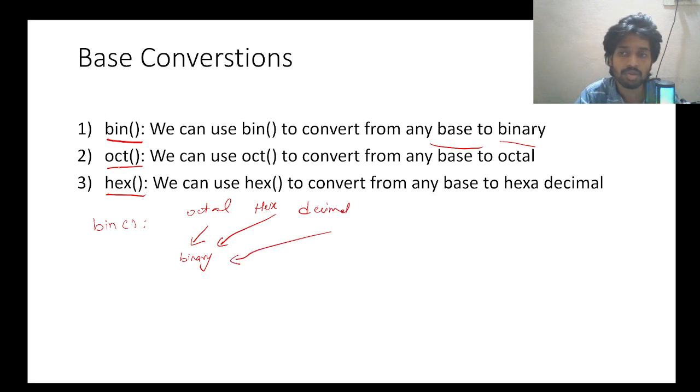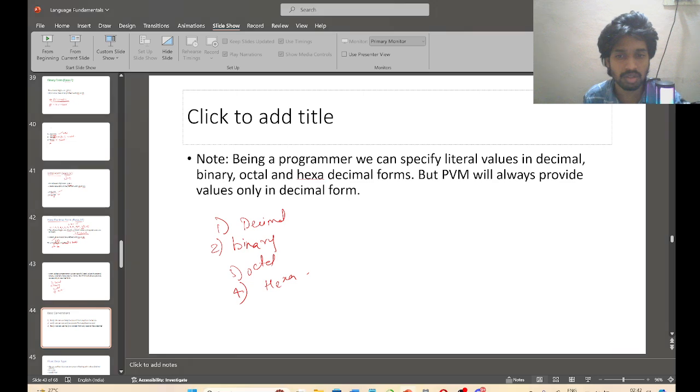The same goes with octal. If I want to convert binary to octal, I can use oct. If I want to convert hexadecimal to octal, I can use the oct function. If I want to convert decimal to octal form, I can use oct. And the same goes with hex: we can use hex to convert from any base to hexadecimal. Let's try to understand this using some examples.